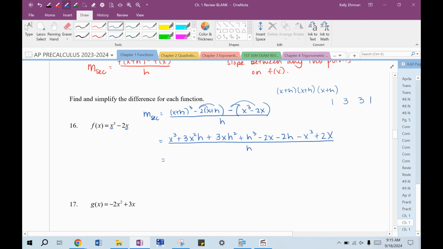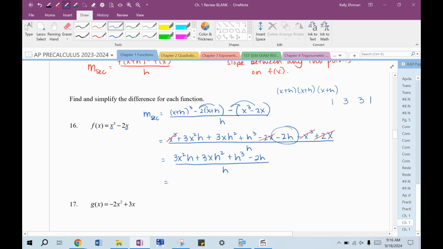If we've done our algebra correctly, then the non-h terms should be canceling themselves out, meaning they add up to 0. So x to the third minus x to the third is 0. Negative 2x plus 2x is 0. So I am left with all of the h terms. And then you don't have to write this separately. I'm just doing it to point out what's left. It's easy to lose track of this term right here, so it is a good idea to write it out one more time. You don't have to.